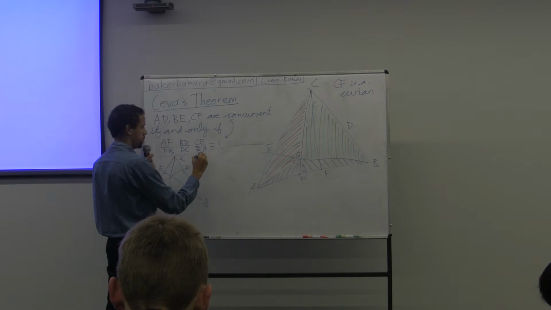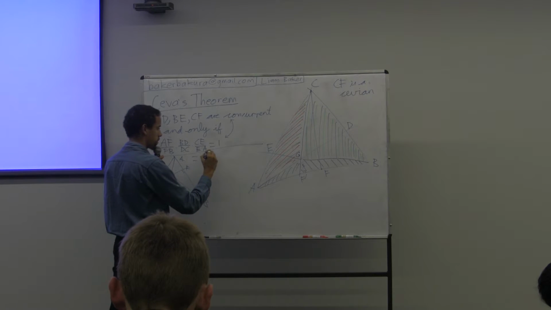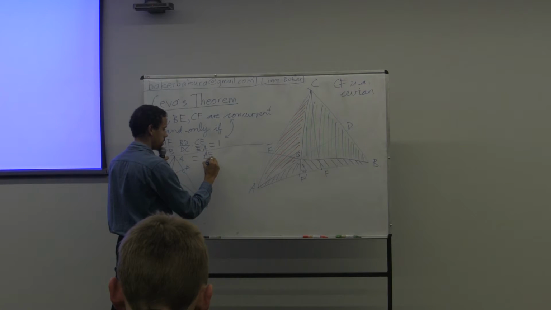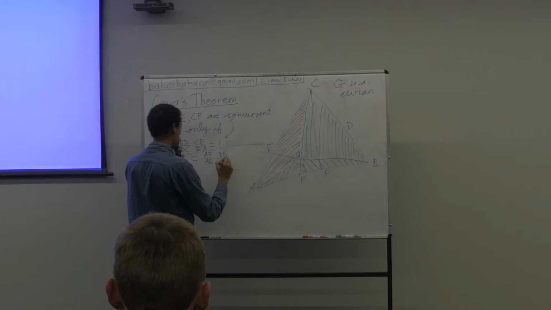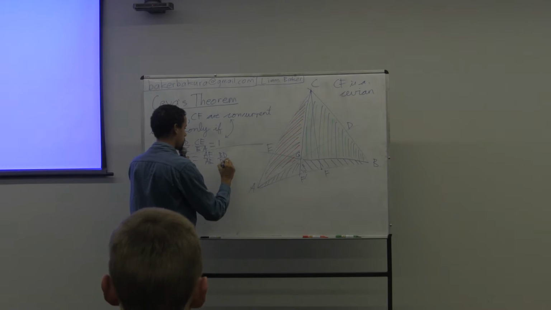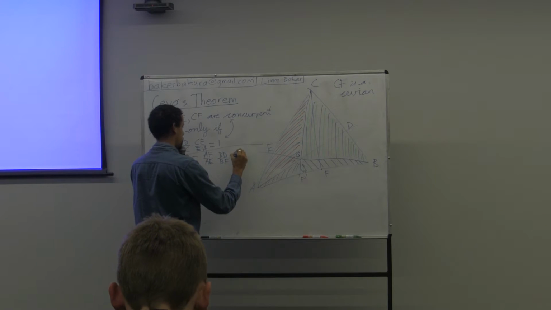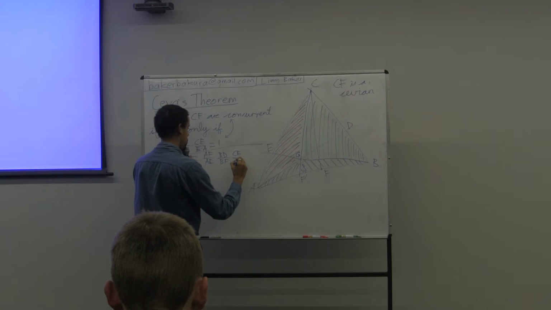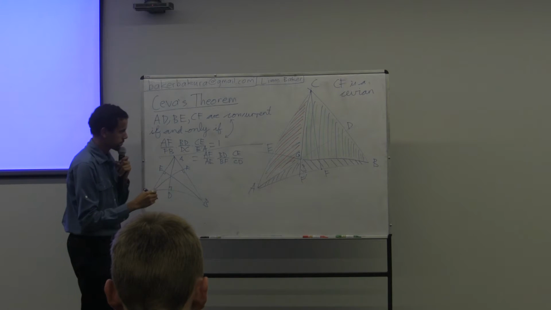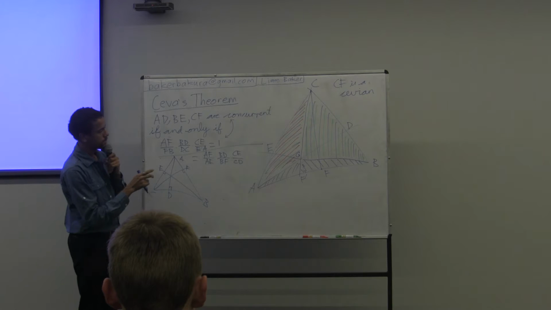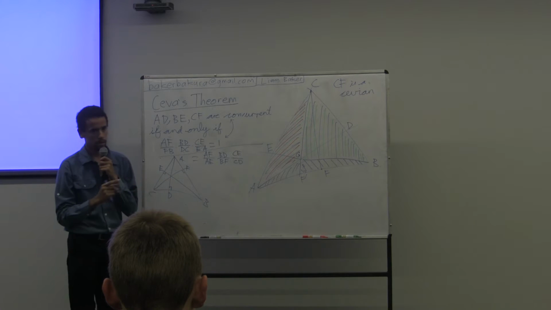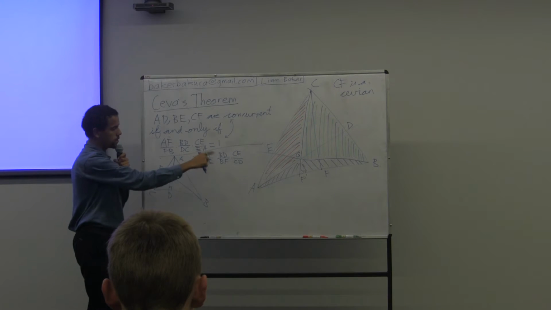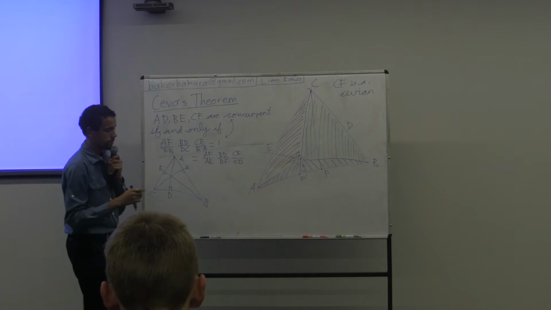That is equal to AF over AE times BD over BF times CE over CD. I've just written it differently, putting all the stuff that is around point A together, and B and C together. And we're going to prove that each of these is equal to something else.